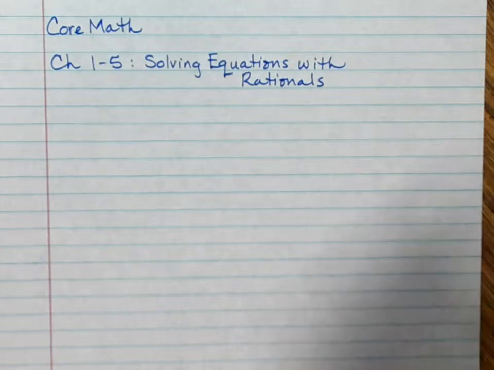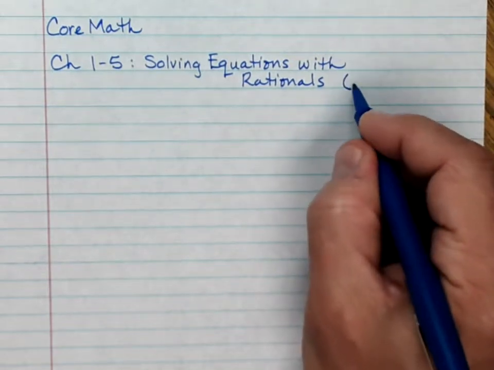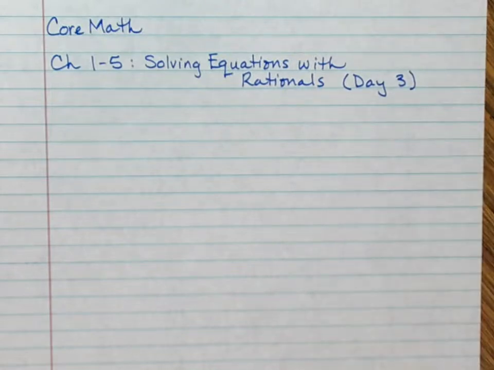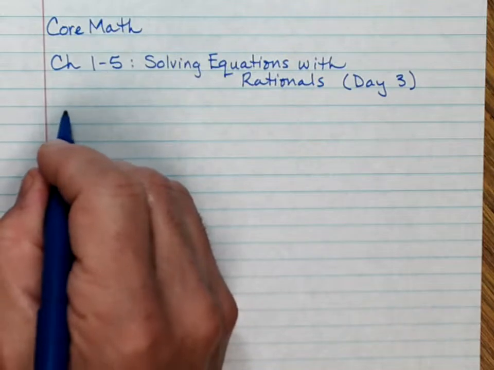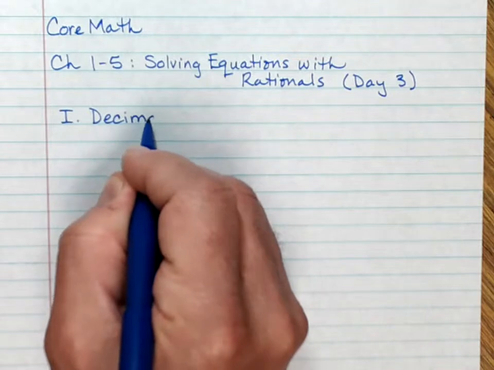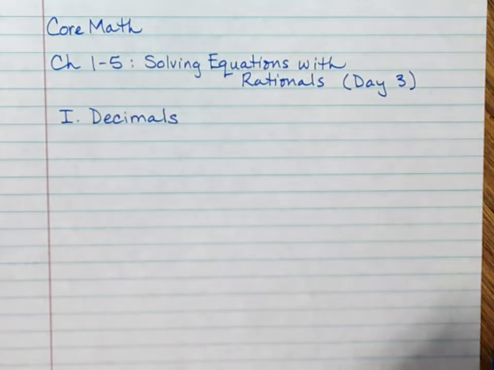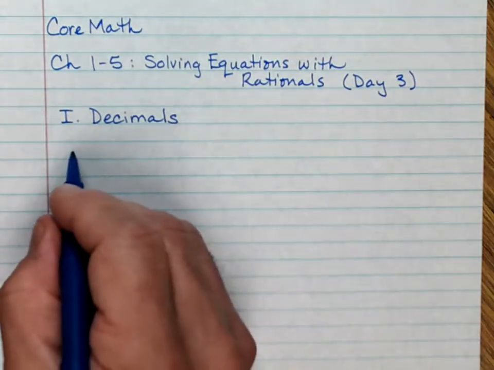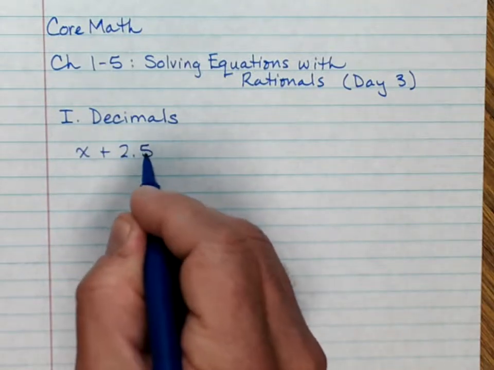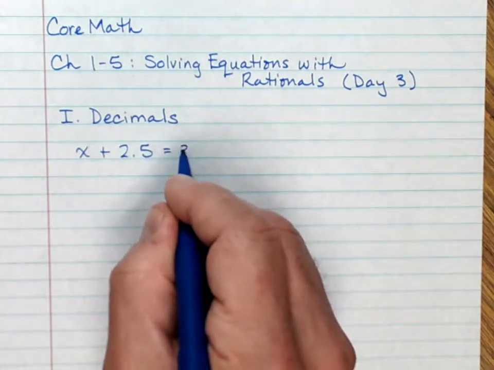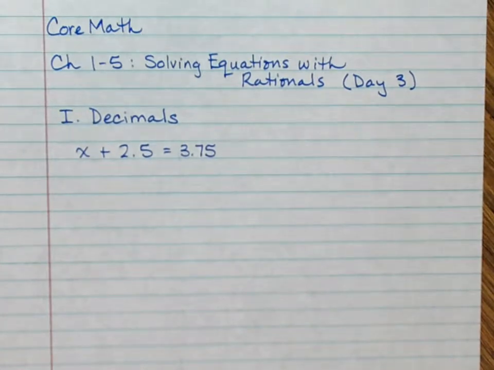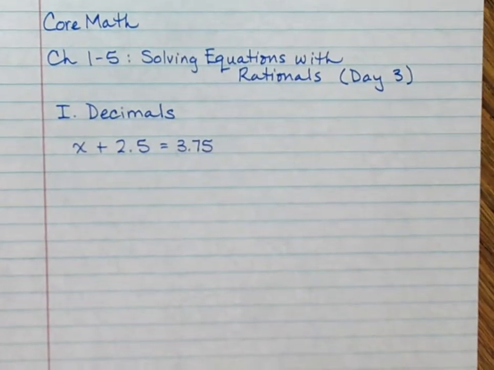So here we go. This is day 3 of solving equations with rationals. We're going to start off with some decimals. These examples are not meant to be incredibly difficult, so if you think they're easy, that's fine, but just remember to show your work no matter how easy or difficult the problems are on your homework.